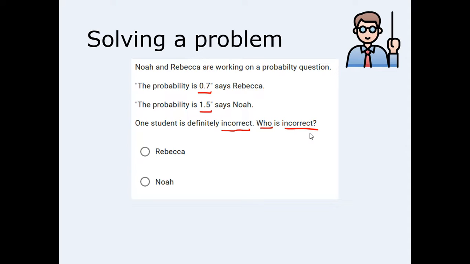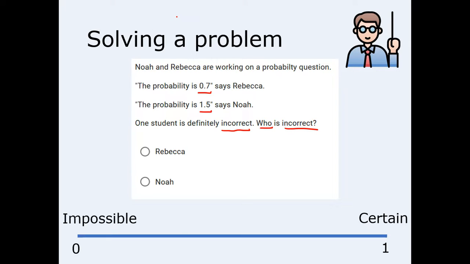So if you remember what I said, probability is measured on a scale of 0 to 1. So Rebecca's saying that the probability of this thing happening is 0.7. Noah's saying it's 1.5, but that's not possible, because probability is only measured between 0 and 1, okay? So 1.5 would not be a probability, so Noah is definitely wrong. So if you ever get an answer to a problem that is bigger than 1, you know you've gone wrong somewhere.